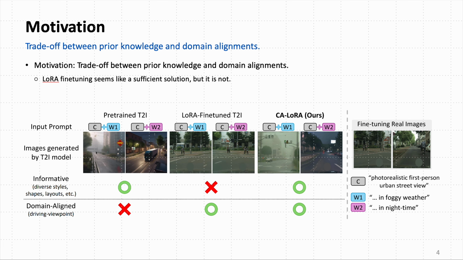But there's a fundamental trade-off. A pre-trained T2I model generates diverse, informative images, but they don't match the target domain. Even if we apply LoRA fine-tuning, we get domain-aligned images, but the model overfits and memorizes the training data, losing its ability to generate diverse conditions like fog or nighttime. We want both informative and domain-aligned.